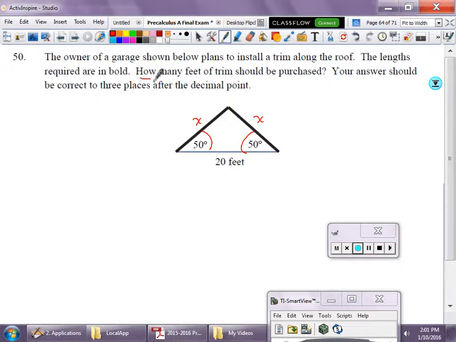How many feet of trim? We have to add it up. 4 times 2. Your answer should be correct to 3 decimal places. Okay, so how many feet? We have 2 of trim.